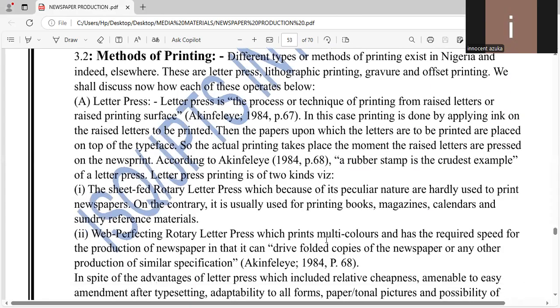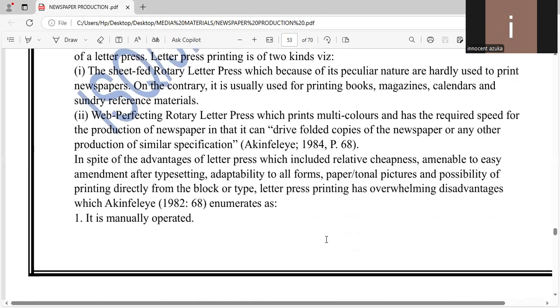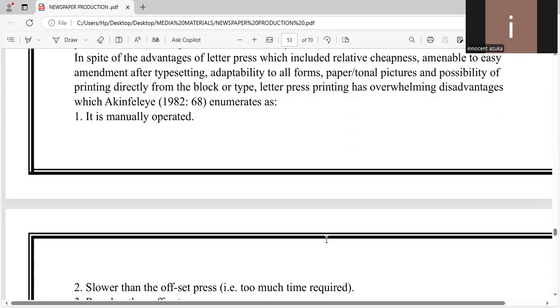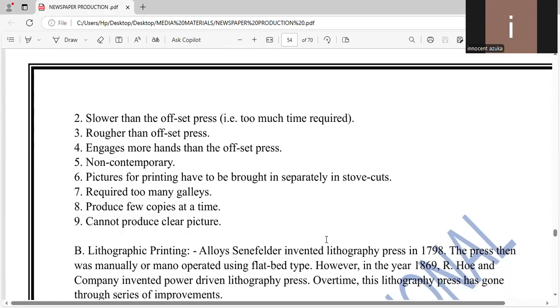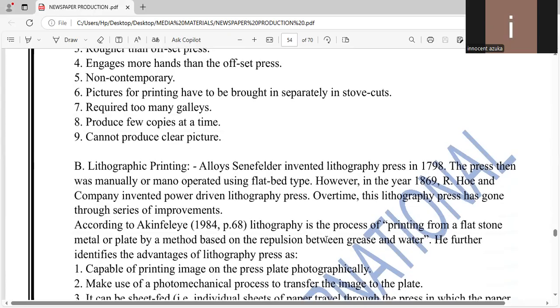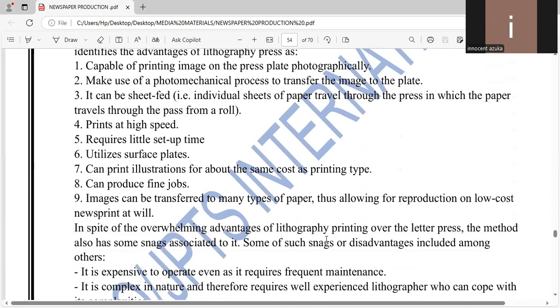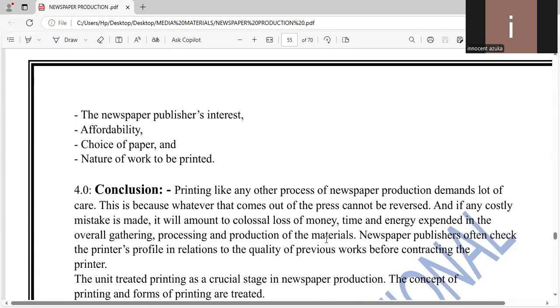We have the letterpress. We have the sheet-fed rotary letterpress. We have the web-fed rotary letterpress, which is manually operated, slower than the other. We have the photographic printing, which is very good, and so on and so forth.